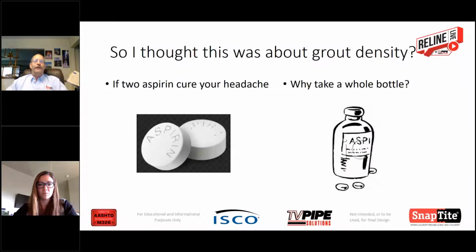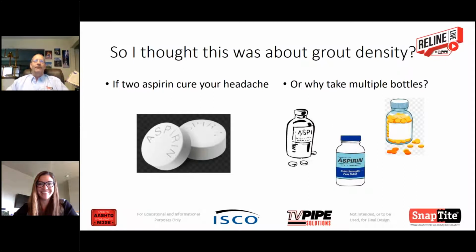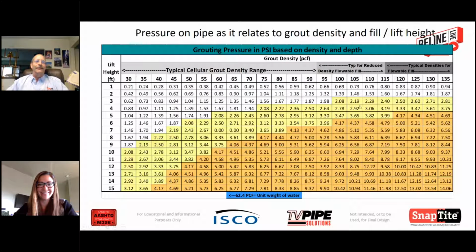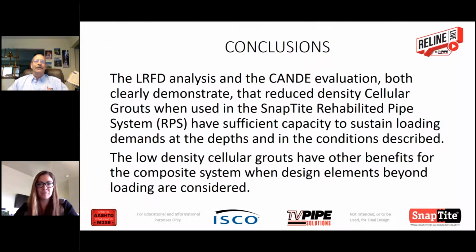So, if 2 aspirin cure your headache, why take a whole bottle? Or why take multiple bottles? If you take multiple bottles of aspirin, you might put yourself in a hospital. And if you start specifying really high density grouts because you want a 3,000 or a 5,000 PSI compressive strength, you're really putting the liner in the RPS solution at some risk, and you're doing that without really gaining any benefit for the allowable loading conditions.